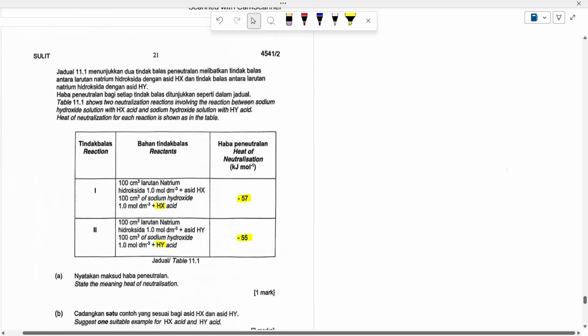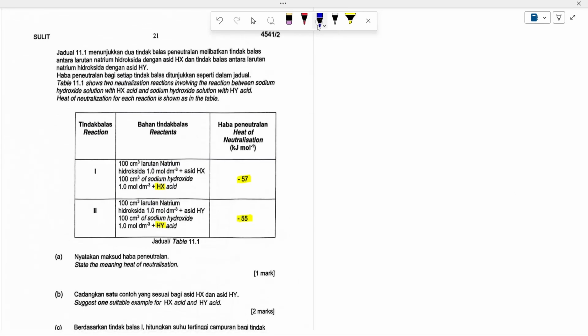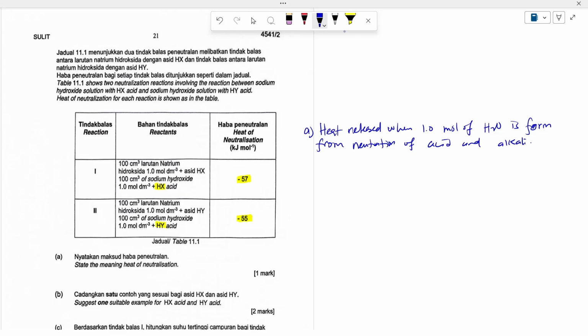Now the first question: what is the meaning of heat of neutralization? A: the heat released when 1 mole of water is formed from the neutralization of acid and alkali. So this is the definition.